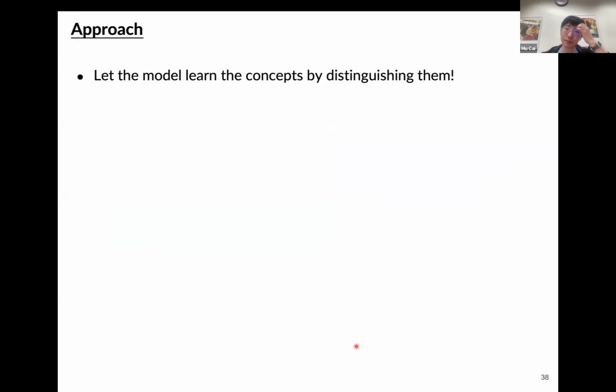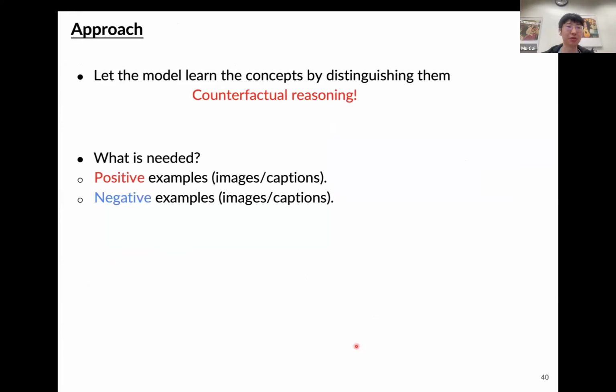How can we fix this? Essentially, in order to fix this, the model needs to learn to distinguish different concepts. The previous presenter combined four images into a big grid and tried to segment through the hard negatives. What I did is that I also use hard negatives. I use counterfactual reasoning. This term may be astonishing, but it's very simple. We just need positive examples and negative examples, and they should both be images and captions. And that's it. After we have the data, we can fine-tune the model without updating the code at all.